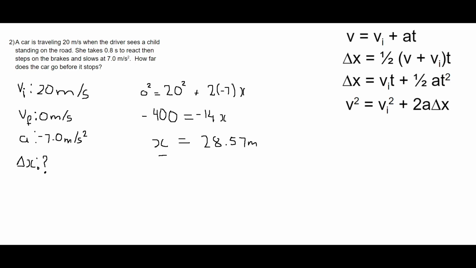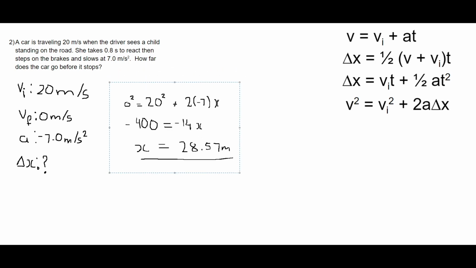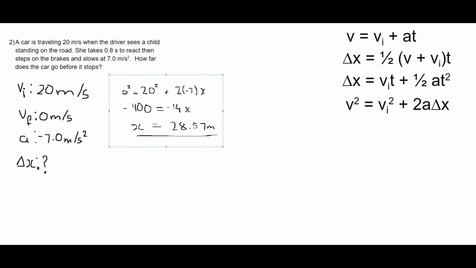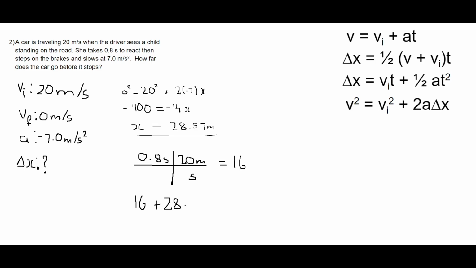However, this is not our final answer. At the beginning of the question, it says she takes 0.8 seconds to react. This means that she's traveling at 20 meters per second for 0.8 seconds, in addition to this first distance. So we do some basic dimensional analysis and convert 20 meters per second for 0.8 seconds to 16 meters and add that to our previous answer. Our final answer is 44.57 meters.